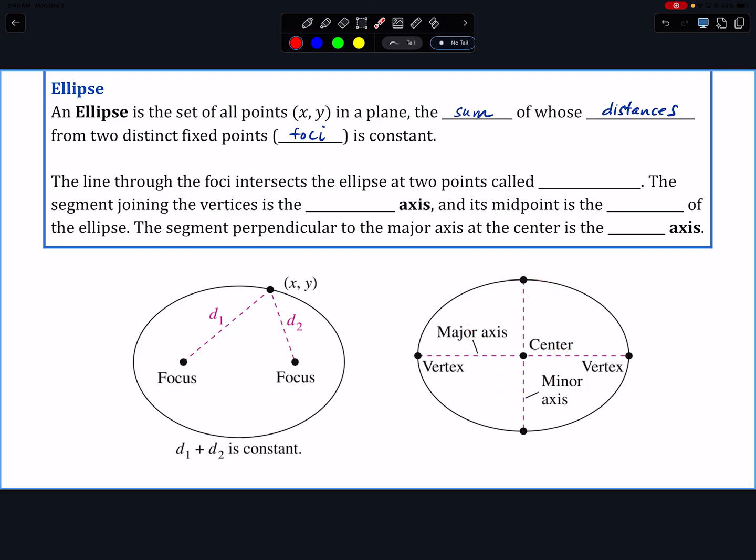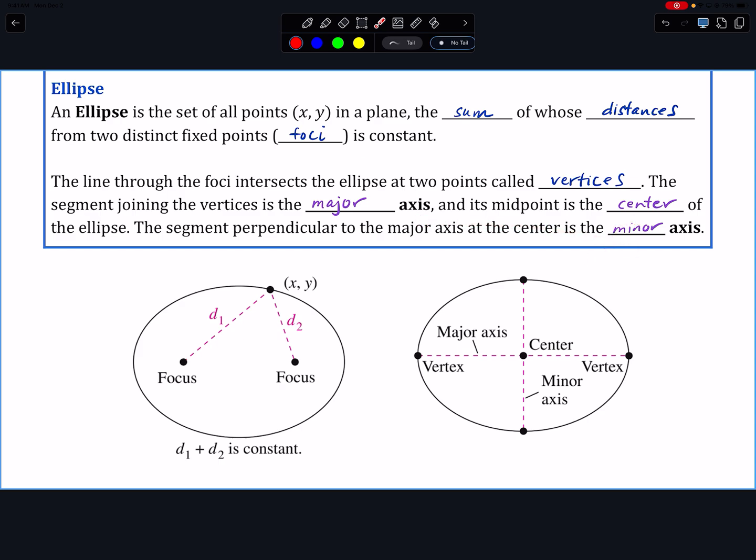So the line through the foci intersects the ellipse at 2 points called the vertices. Okay, the segment joining the vertices is called the major axis, and its midpoint is the center of the ellipse. The segment that is perpendicular to the major axis is called the minor axis. Major, I want you guys to think bigger. Minor, I want you guys to think smaller.